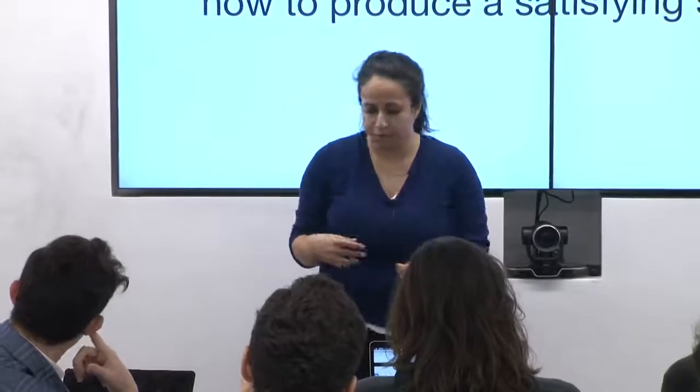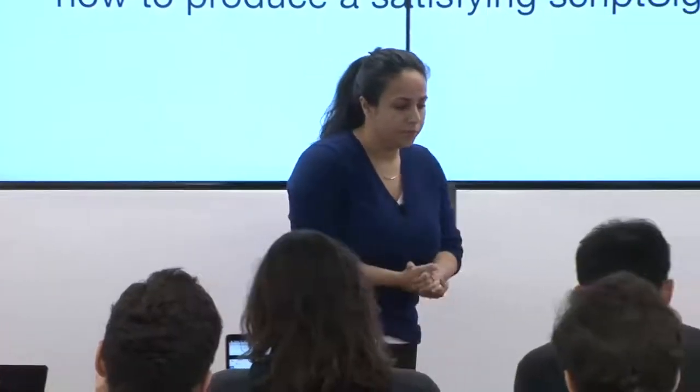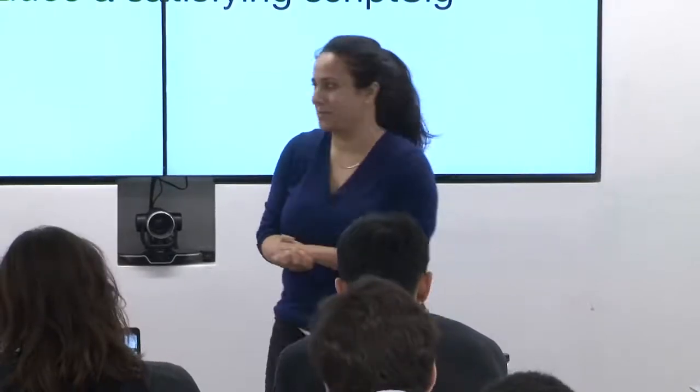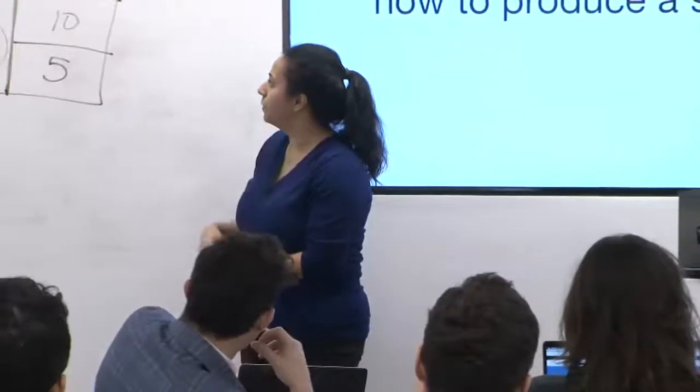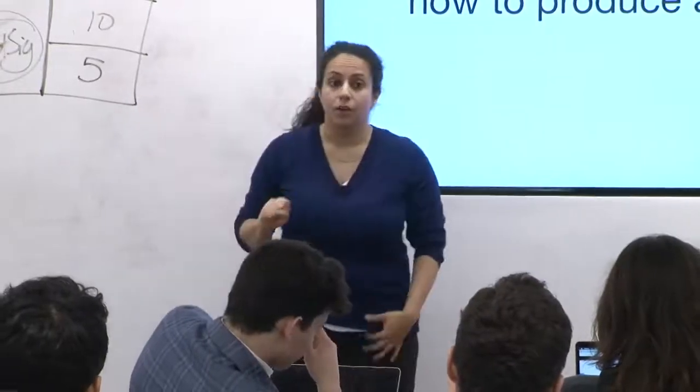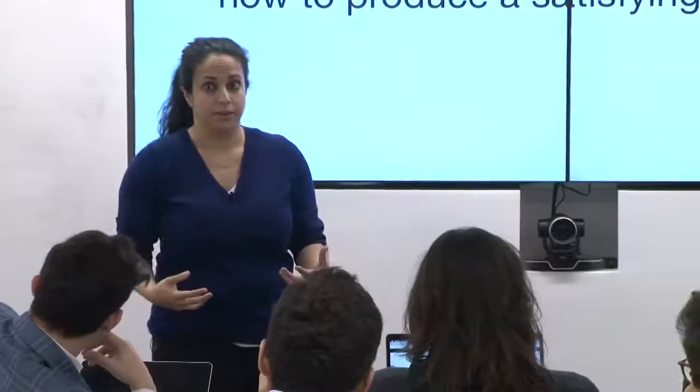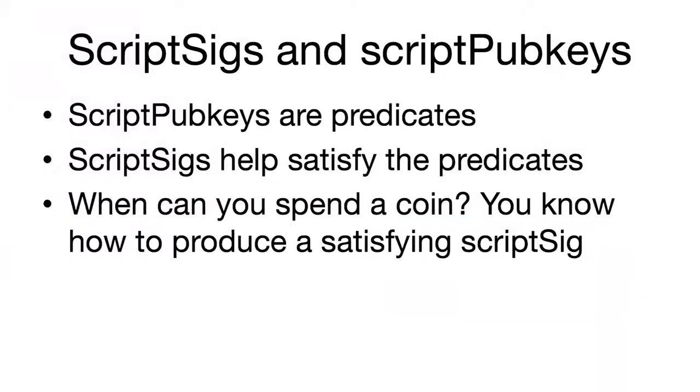But the important thing to note here is the nodes in the Bitcoin network are not keeping track of how much money you have. It's your job to keep track of how much money you have, or a wallet's job, and we'll talk more about wallets later. The way that you do that is by knowing how many outputs there are out there that you can actually redeem, that you have the knowledge to redeem.